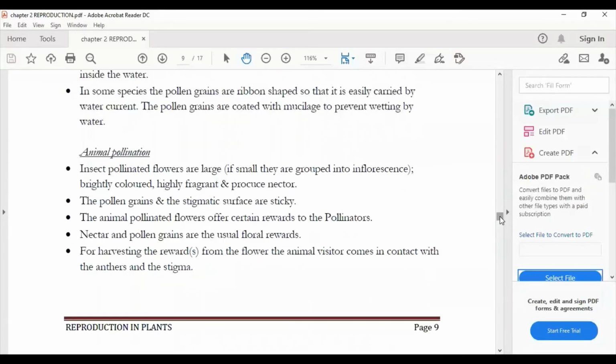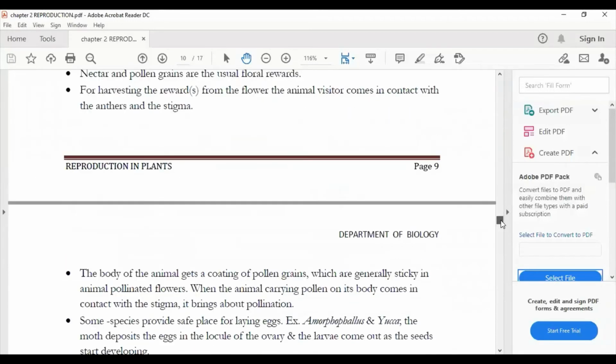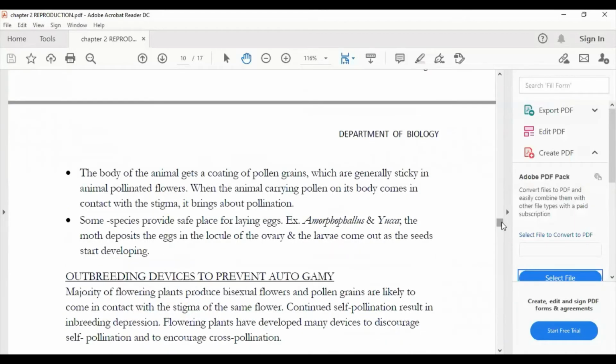Moving on to animal pollination. Animal pollination can also be asked. The points are very simple. Make a note of it. This is the following of animal pollination. Example, for some species which provide safe place for laying eggs are Amorphophallus and Yucca.